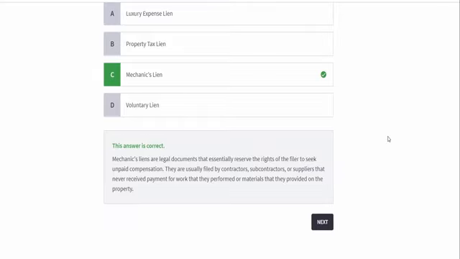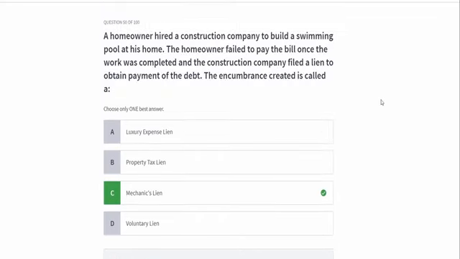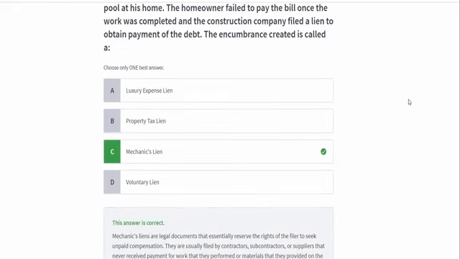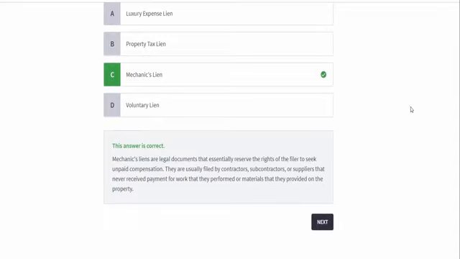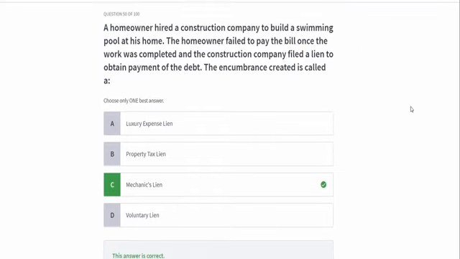They're usually filed by contractors, subcontractors, or suppliers that never received payment for work they performed or materials they provided on the property. And that's what's coming up here, because if we dissect this problem, it says a homeowner hired a construction company, but they did not pay the bill. It says right there, they failed to pay the bill. So because they failed to pay the bill, a mechanic or a contractor, subcontractor, something like that, can file a mechanics lien so that they can get their unpaid compensation. Understand? Hopefully. But yeah, that's a pretty fun one.